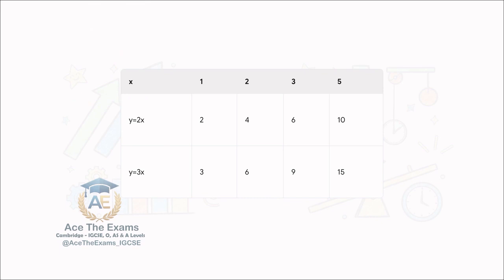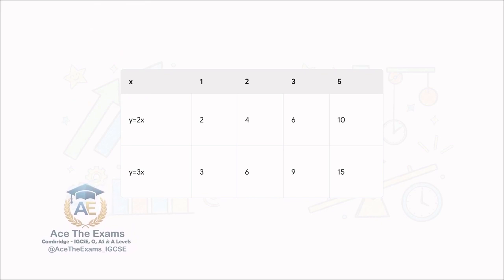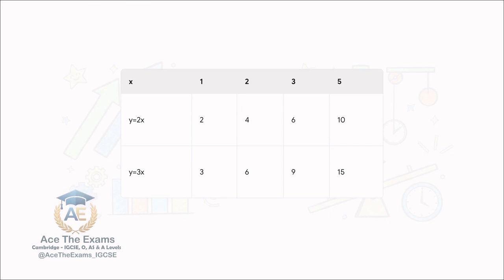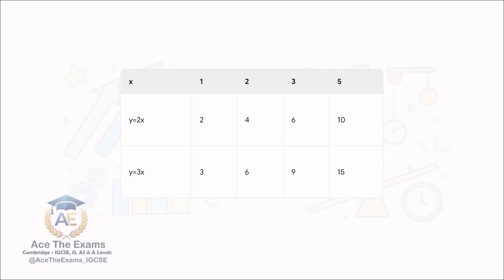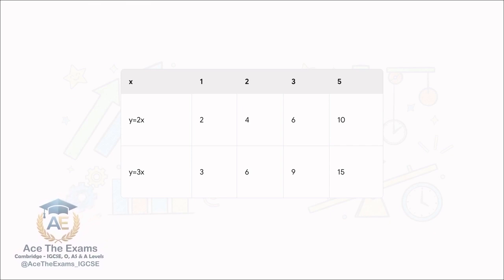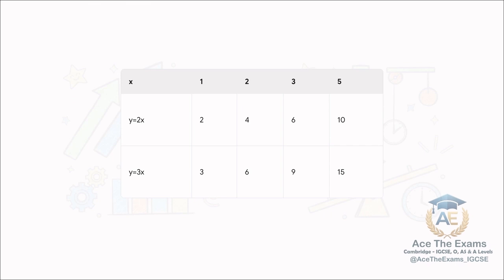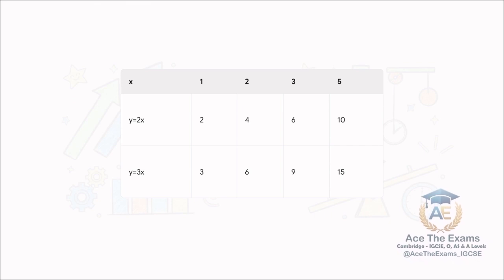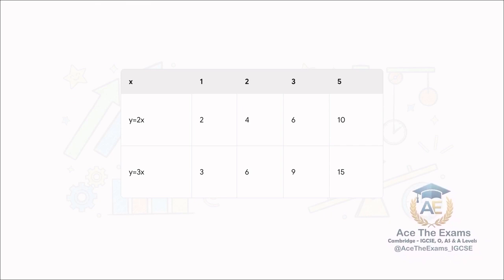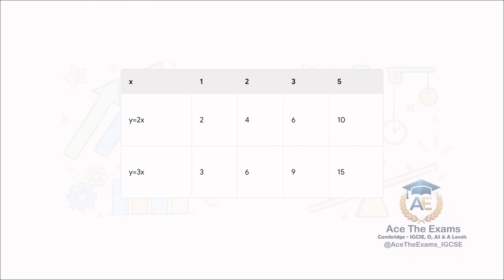Okay, look at these two tables. In the first one, where y equals 2x, notice how as our x values go up, the y values go up predictably. 1 becomes 2, 2 becomes 4, and so on. The second table does the exact same thing, just at a steeper rate, where y equals 3x. If we graphed these tables, they'd both be perfectly straight lines passing directly through the origin. They move in perfect lockstep.